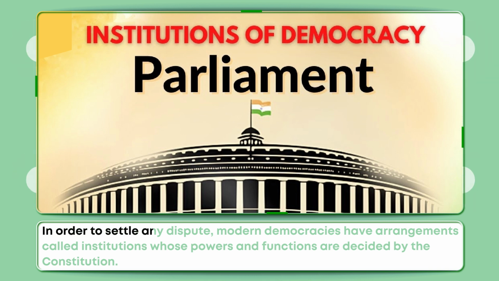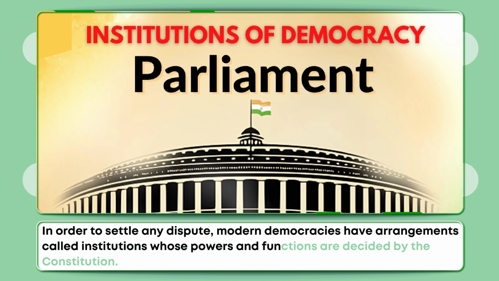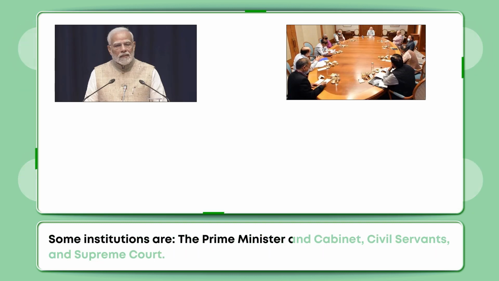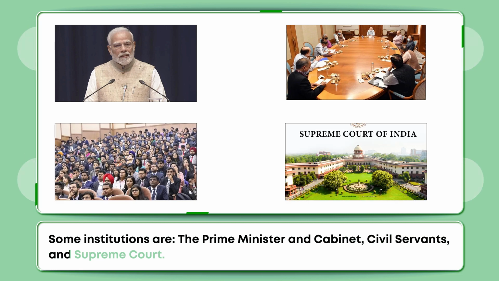In order to settle any dispute, modern democracies have arrangements called institutions, whose powers and functions are decided by the Constitution. Some institutions are the Prime Minister and Cabinet, civil servants, and the Supreme Court.